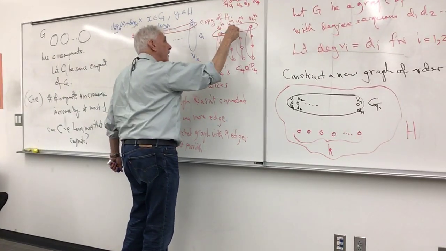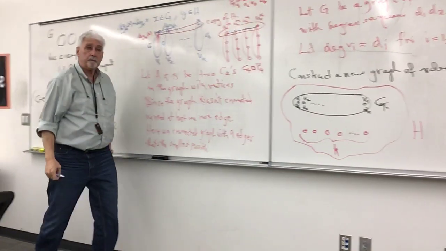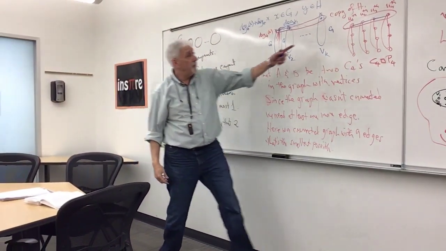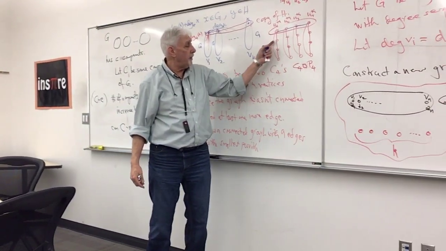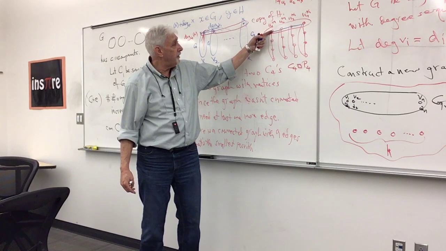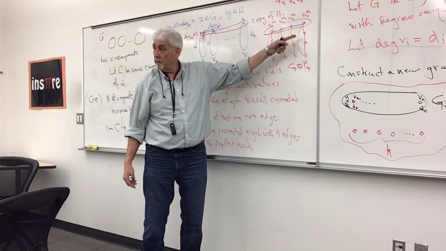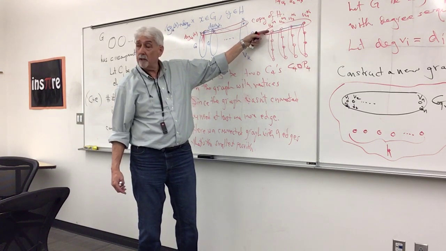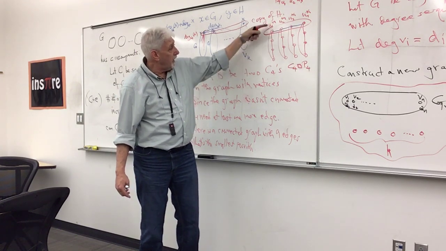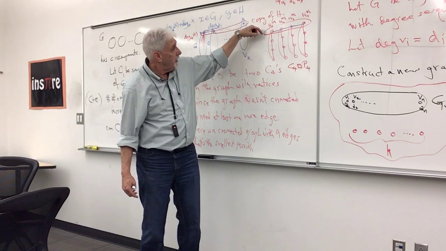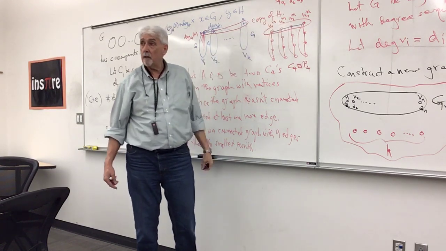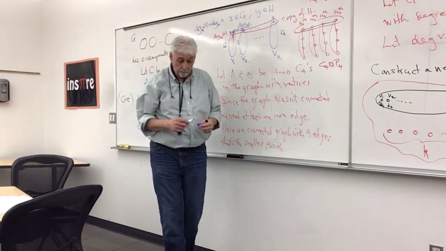So this is a P4. Does this vertex go to any vertex down here? Does this vertex go to a vertex here? Any other vertex? So what's the degree of this vertex? It's the degree in G plus the degree in H. Okay.